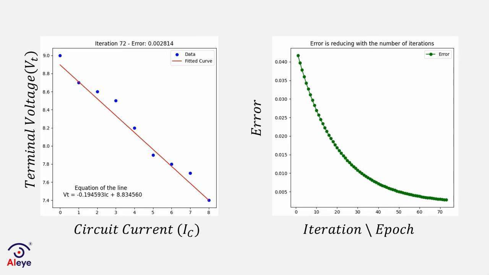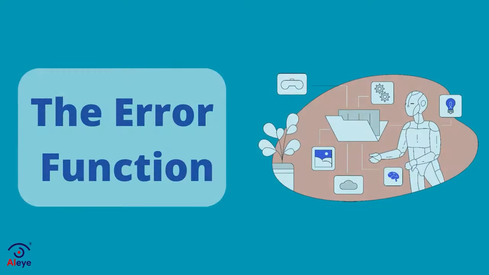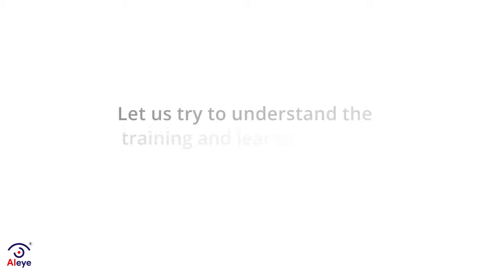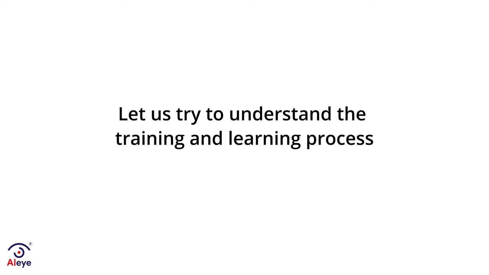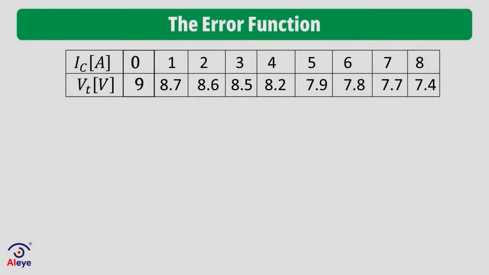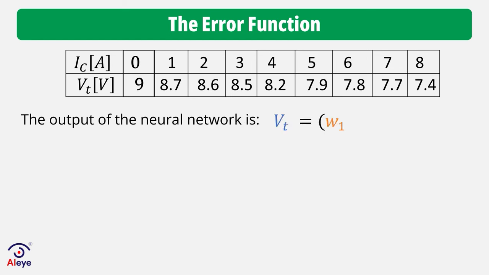We will discuss this in the next slide. The error function. Let us try to understand the training and learning process. In the table, we have the data collected from the experiment. Equation of the neural network is also shown here.